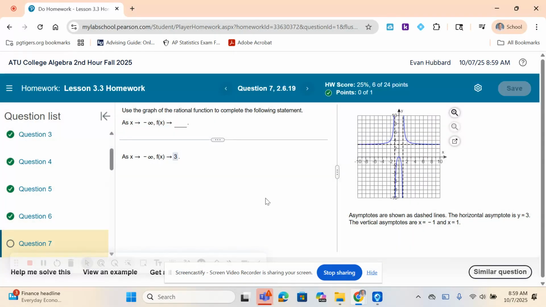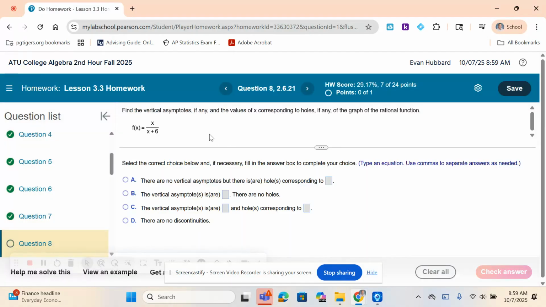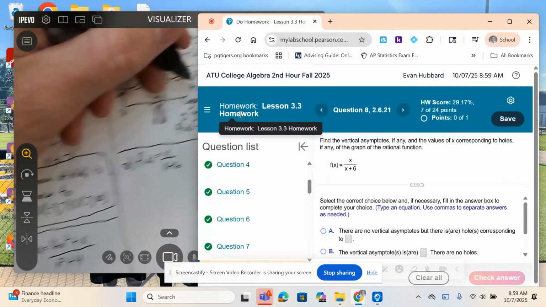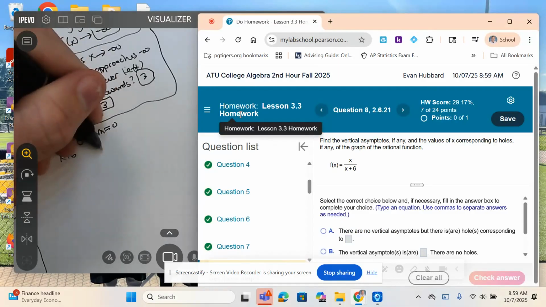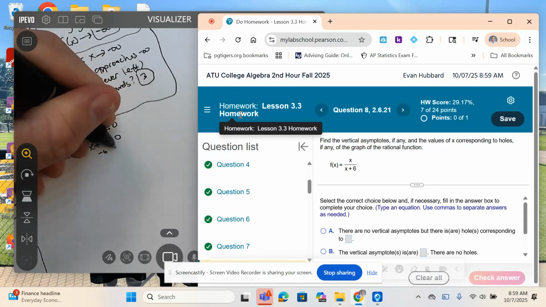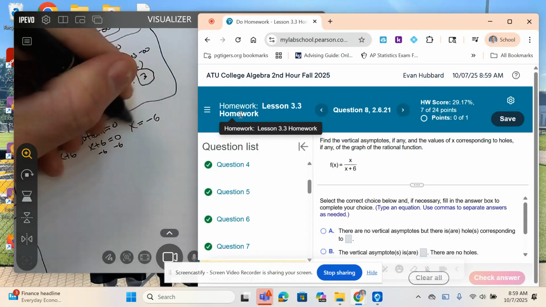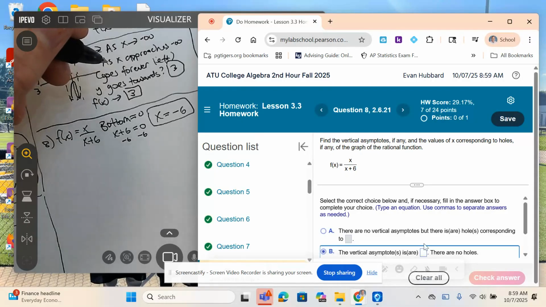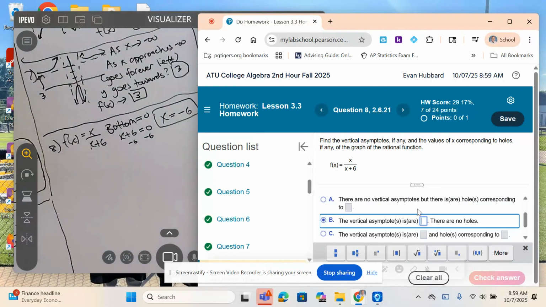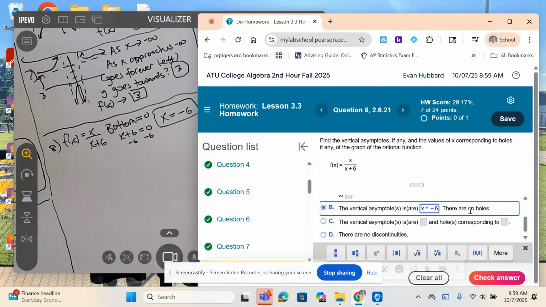All right, next question. Find the vertical asymptotes. Okay, so this one's a little bit easier here. So the first thing you want to do is simplify it if you can. And to find the vertical asymptotes, you want to make the bottom equal 0. So x plus 6 equals 0. Subtract 6, x equals negative 6 is your vertical asymptote. So x equals negative 6. And there's no holes.